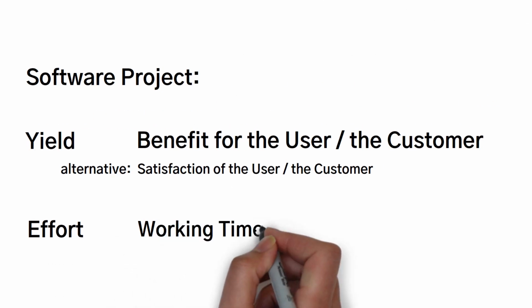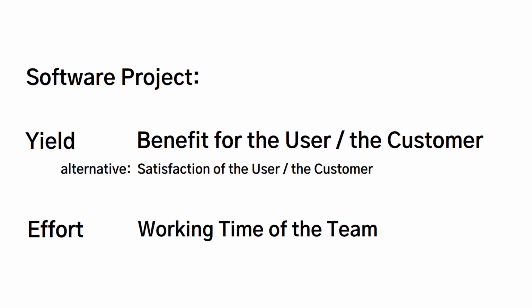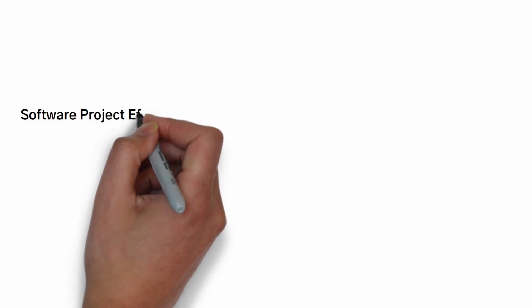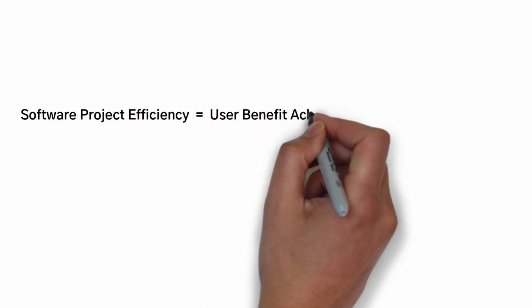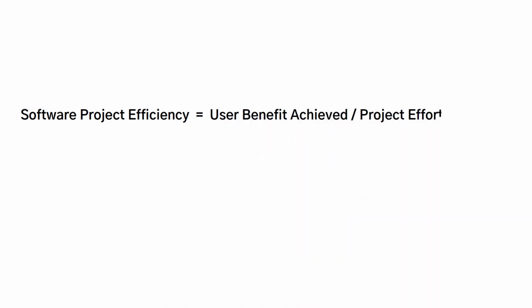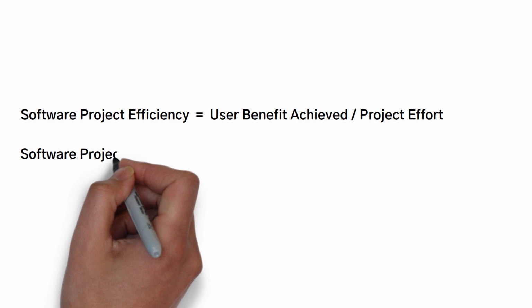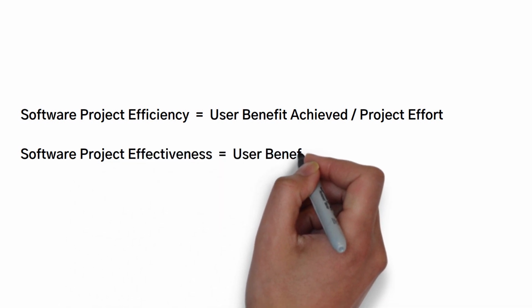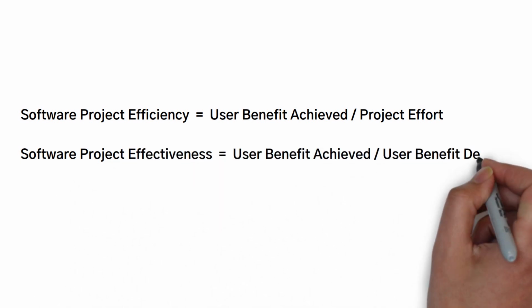Effort in the software project is above all the working time spent by the team plus any other costs, for example for hardware or licenses. Efficiency is therefore the ratio of real user or customer benefits achieved to this project effort, and effectiveness is the degree to which the benefits achieved correspond to the benefits actually required.